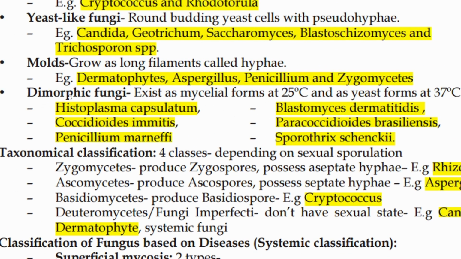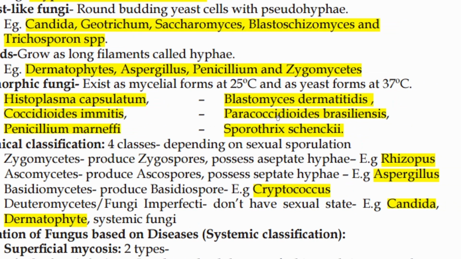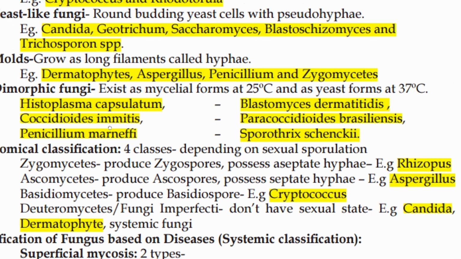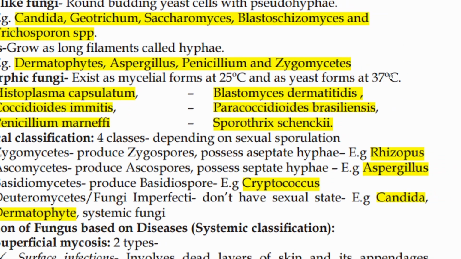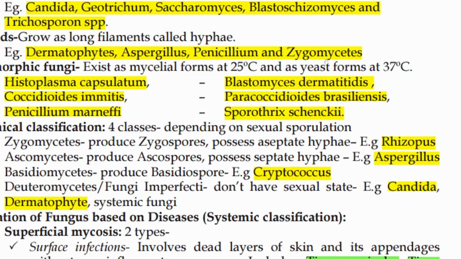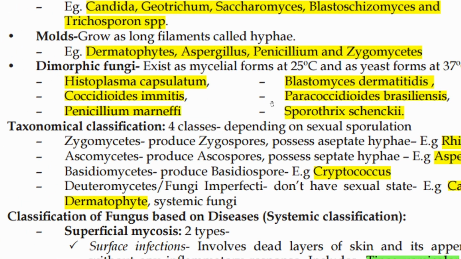Then we have dimorphic fungi. They exist as mycelial form. These are like real life transformers, like Bumblebee or Optimus Prime. They exist as mycelial form at 25 degrees Celsius and yeast form at 37 degrees Celsius. So they can be in any form depending on the temperature. Mycelium means they have hyphae, yeast means they are single celled organisms. Our body temperature is around 37, 38 degrees, so if this dimorphic fungus invades your body, it will most probably be at the yeast stage. So all these examples we have.